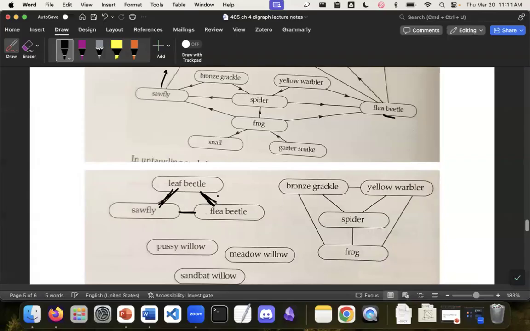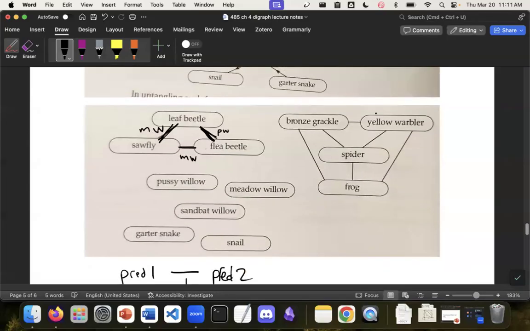We could label those if we wanted, just to make it clear to us. But the idea is that they share the same prey. And so this is the competition graph.